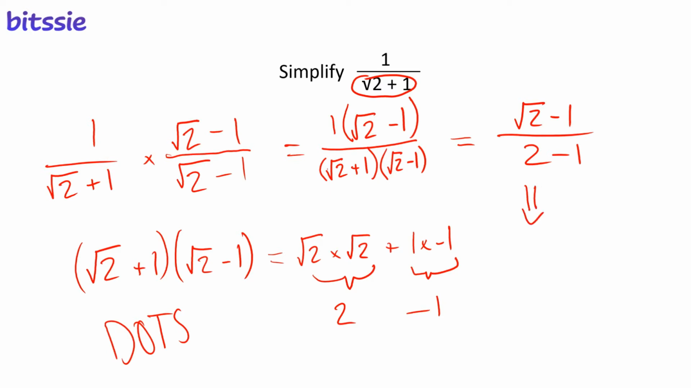Next, we can simplify our denominator down to make it root 2 minus 1 over 1. And there's no point in having a fraction with 1 as its denominator. So we can cross that out. And there is our answer, root 2 minus 1. Now let's look at question 2.